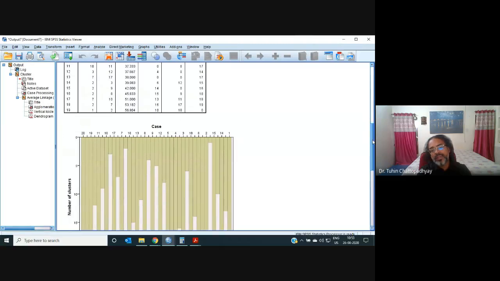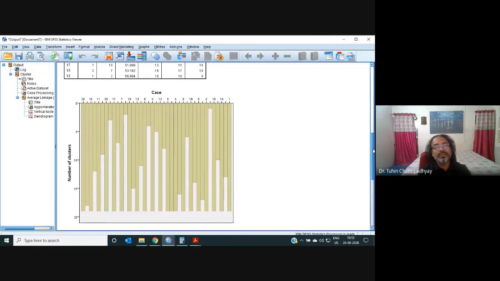Now, this plot is called an icicle plot, ICICLE. Think of icicles hanging from a cave. It looks like that: these icicles are hanging from the ceiling.